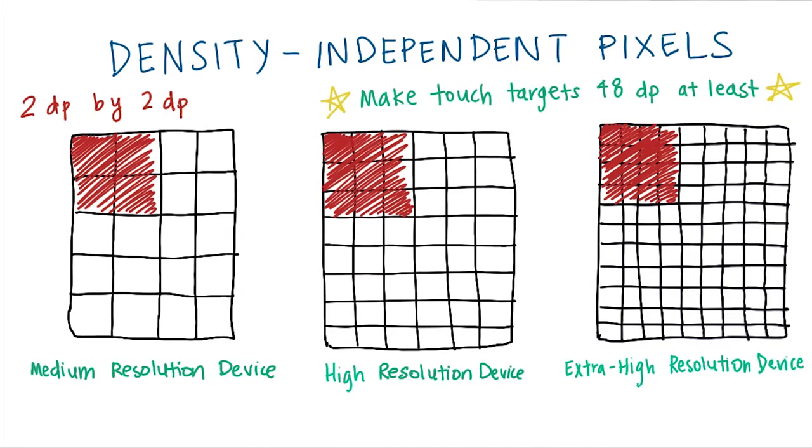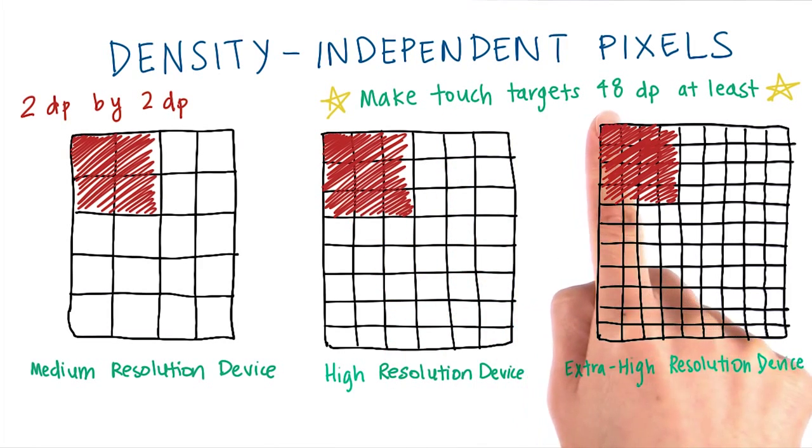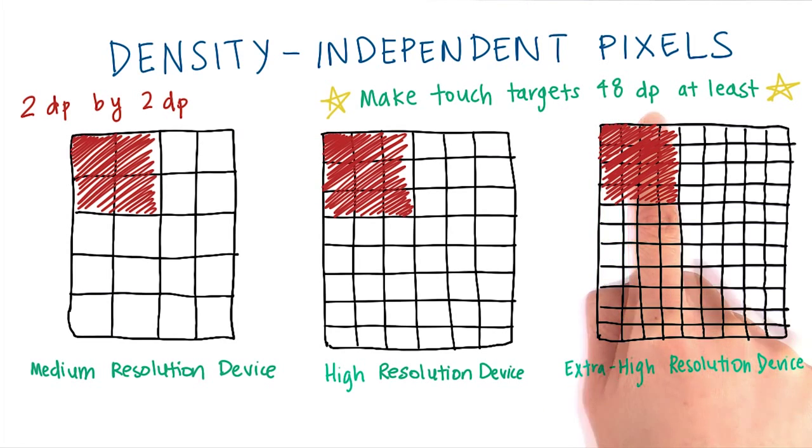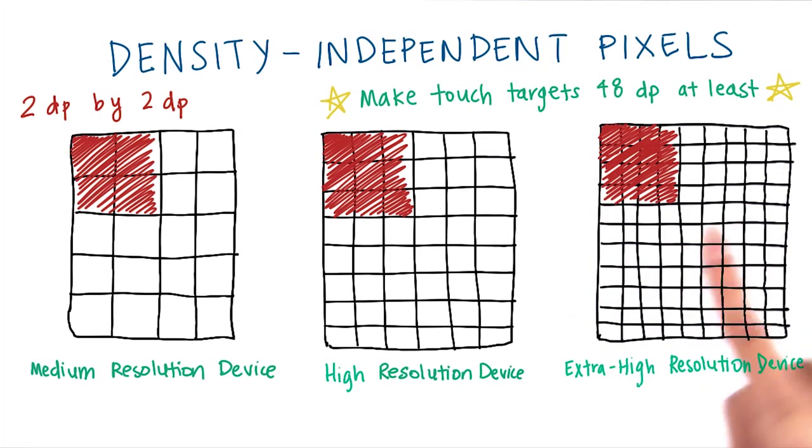When designing your apps, we recommend that all touch targets, like buttons, should be at least 48 dips tall and wide. Notice that it says 48 dips and not 48 pixels. Otherwise, it would be really tiny on this extra high resolution device. This will make your app easy to use for everyone.